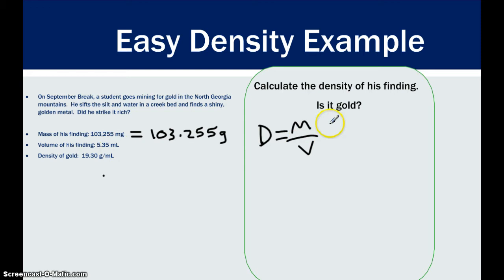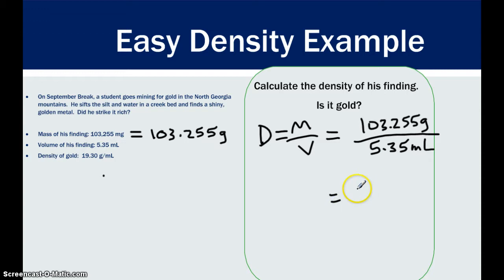So when I plug this in, all I'm going to do is divide 103.255 grams by 5.35 milliliters. I have a calculator here, and when I did that I got 19.3. The unit of that is grams per milliliter. So what that means is that this is probably gold, is what he found.